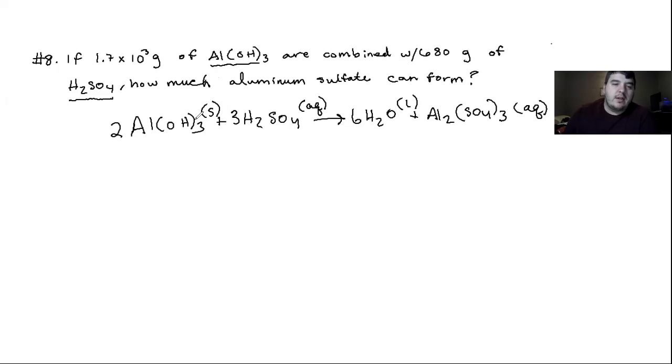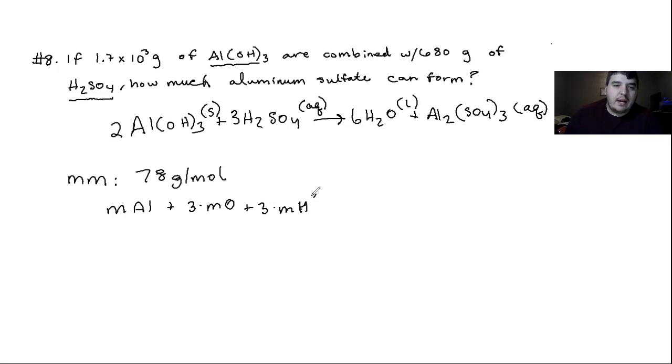We can find molar masses. We're going to need to find molar masses of our reactants in order to determine the product. So let's do the molar mass first of aluminum hydroxide. I did a little bit of calculating here, and that's going to become 78 grams per mole. You can find that by taking the mass of aluminum plus 3 times the mass of oxygen plus another 3 times the mass of hydrogen. And that's going to give you 78 grams per mole.